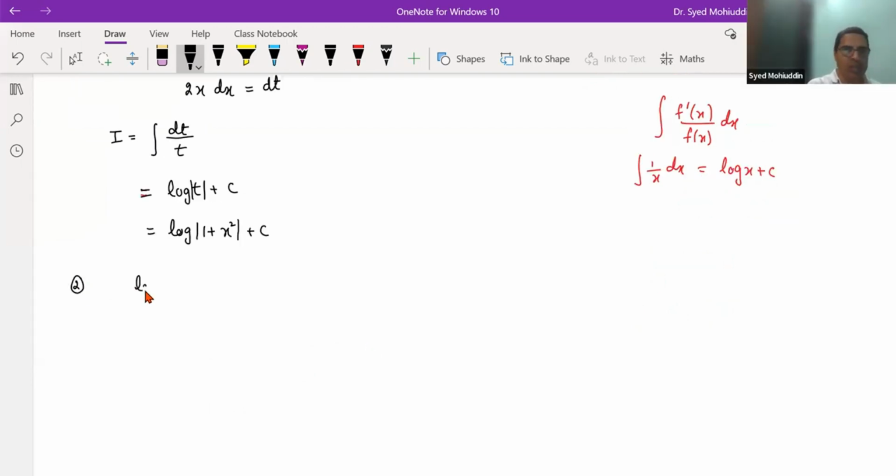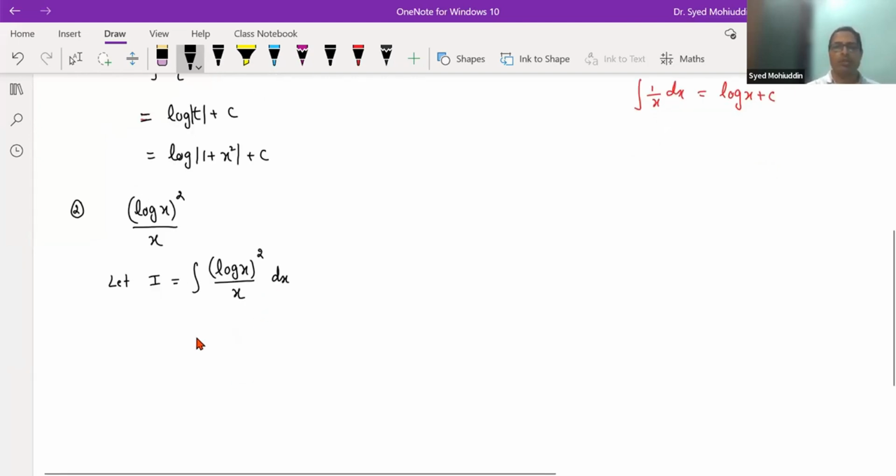Log of x whole square divided by x. So we'll try to integrate it. Let us take the integral to be I is equal to the integral of log of x whole square divided by x into dx. What should be the substitution over here? Log x, because 1 by x is present there. Therefore, you can take log of x to be equal to t, because if you differentiate, you have to get back that value, 1 by x.